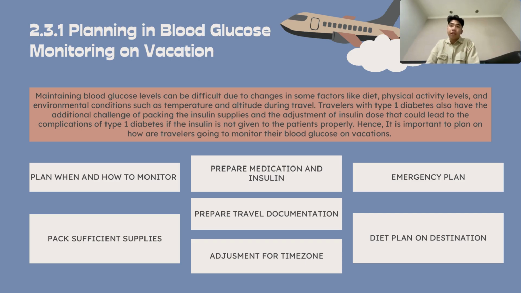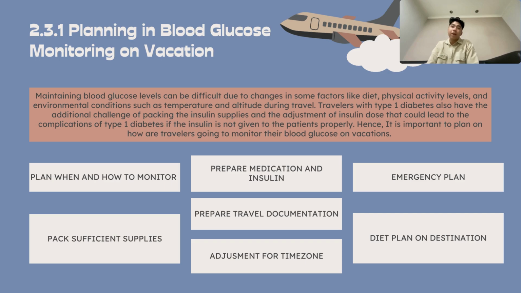On this occasion, I would like to present the planning for blood glucose monitoring on vacation. Maintaining blood glucose levels can be difficult due to changes in factors like diet, physical activity levels, and environmental conditions such as temperature and altitude during travel. Travelers with type 1 diabetes also have the additional challenge of packing insulin supplies and adjusting insulin dose, which could lead to complications of type 1 diabetes if the insulin is not given properly to the patient. Hence, it is important to plan how travelers are going to monitor their blood glucose on vacation.